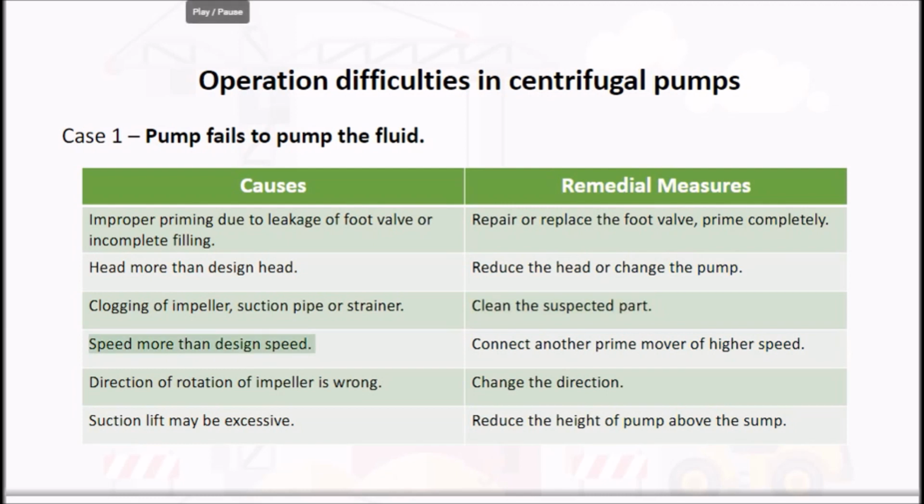Speed more than design speed: connect another prime mover of lower speed. Direction of rotation of impeller is wrong: change the direction. Suction lift may be excessive: reduce the height of pump above the sump.